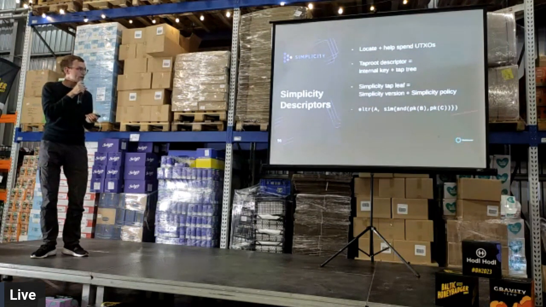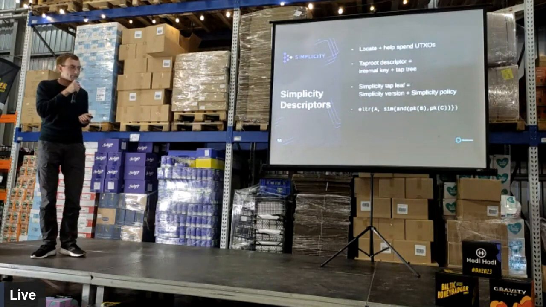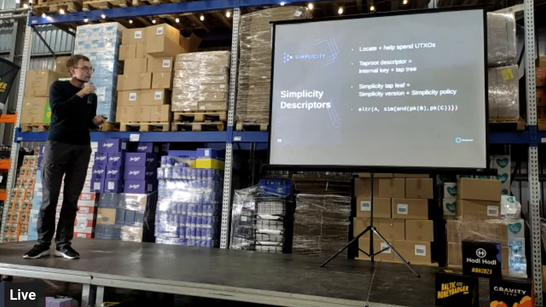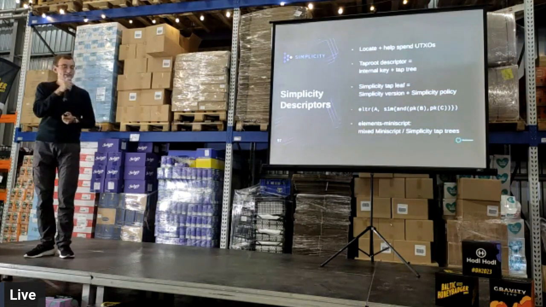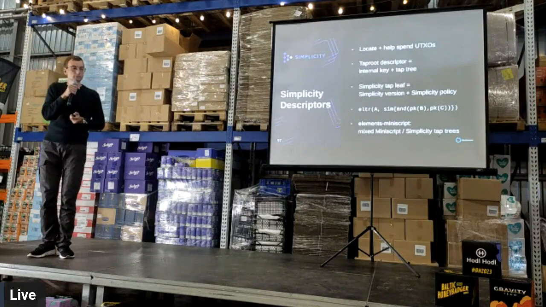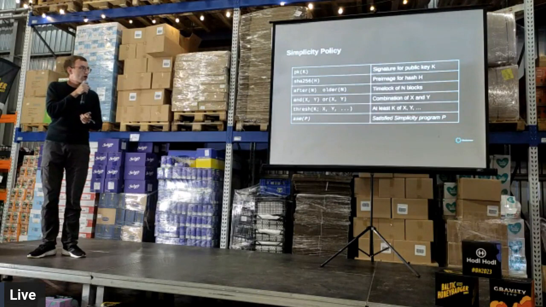So this is what it looks like. It's an Elements descriptor right now. We have some internal key and some Simplicity parts. Here you have some policies: you need to provide a signature for the public keys T and C. And with Elements Miniscript, we recently added Simplicity support, so you have tap trees which can include Miniscript and Simplicity tap leaves. This is the Simplicity policy.